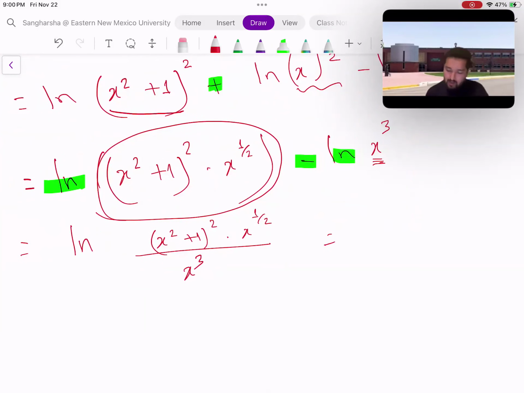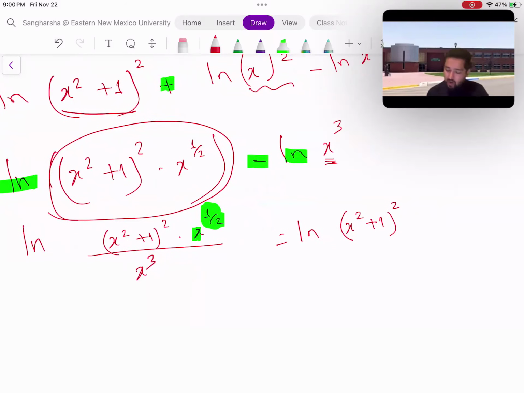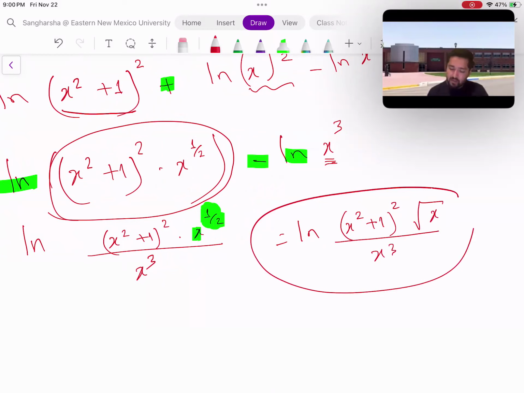Okay, and lastly, if your exponent is a rational number, you can write this using a radical sign. So we have ln of (x squared plus 1) squared, which has a whole number as exponent, times x to the power 1/2, which is the same as the square root of x, divided by x cubed, and this is our final answer. This is how we rewrite it as a single log expression. Does anyone have any question? And we are done with section 4.4.